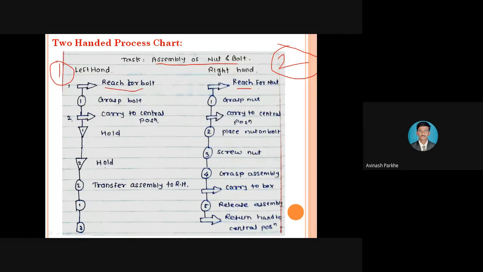The first task is reach to the bolt, reach to the nut. So what will we do? Your left hand is moving towards the bolt, and your right hand is moving towards the nut to pick them up.